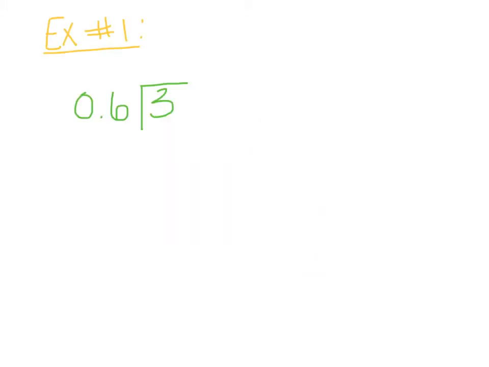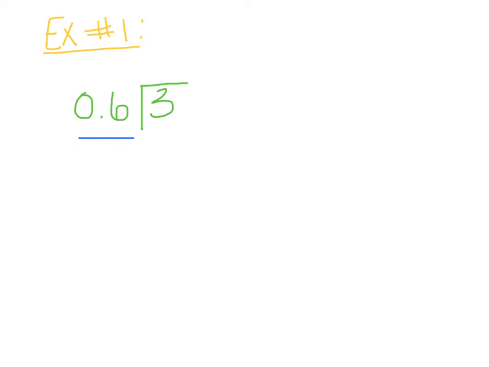All right, example number 1. We have 3 divided by 6/10. When you have a decimal in your divisor, you have to get rid of it. You can't divide with a decimal in your divisor. That's only if it's on the outside. If it's on the inside, like we did in the last lesson, you just bring it up. If it's on the outside in the divisor, you have to get rid of it.